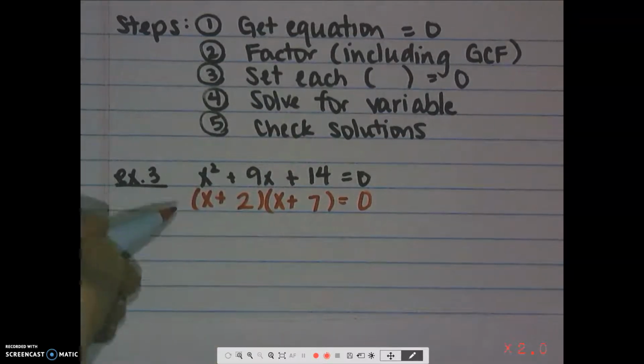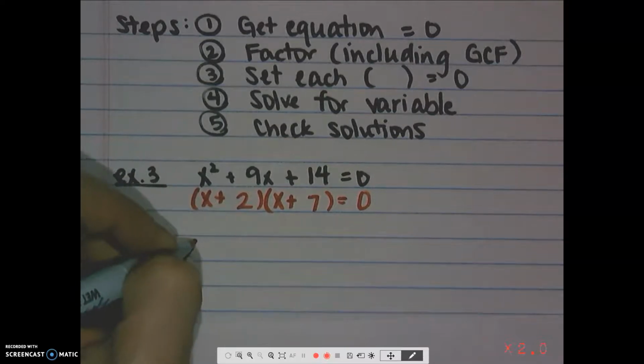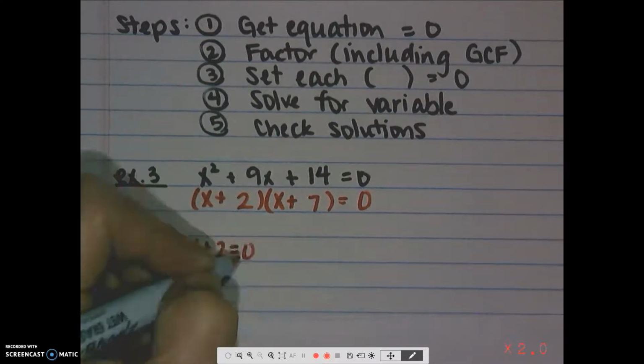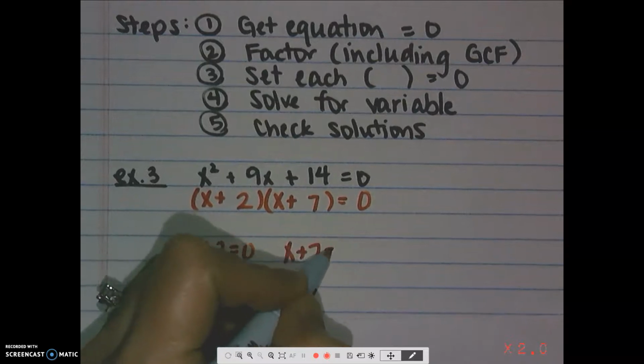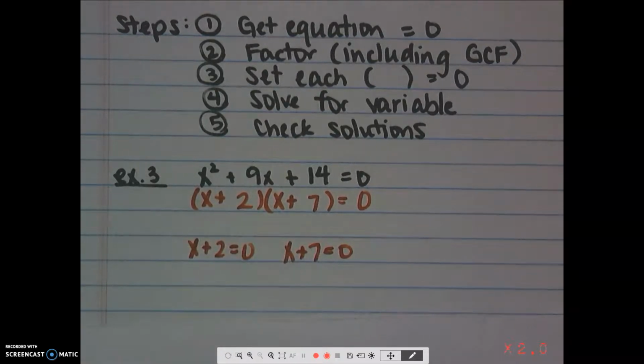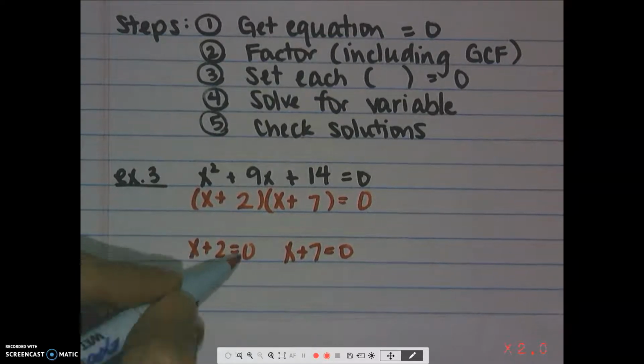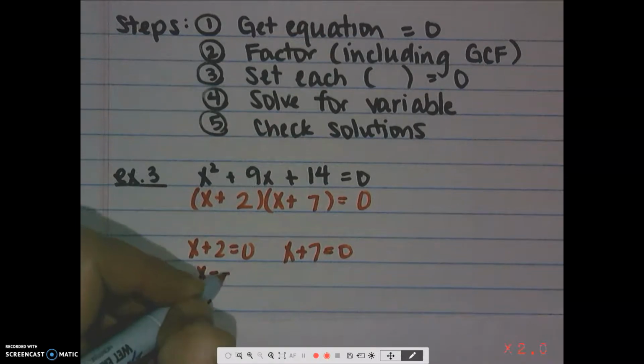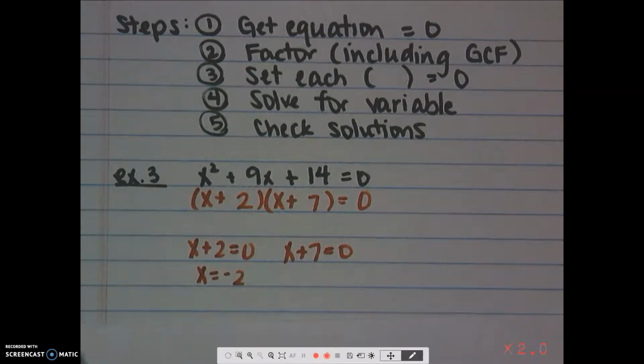Now that we have it factored, we know that x plus 2 has to equal 0, or x plus 7 equals 0 using the zero product property. So these ones are ones that are pretty easy that you wouldn't necessarily have to show your work of how you're solving them. If we have x plus 2 equals 0, we're going to subtract 2 from both sides and get -2.